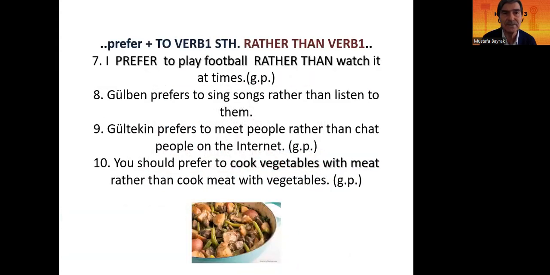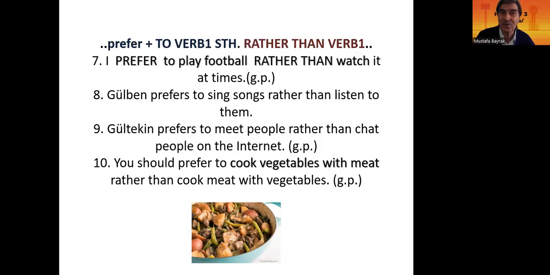Prefer plus two verb. One is also possible, but this time, okay, this is really essential. Pay attention, please. This time we don't use to, okay? This one to this one. No, here, this one rather than this one. Okay. Prefer, again, only prefer, but with infinitive. Prefer to verb one rather than verb one. Okay.